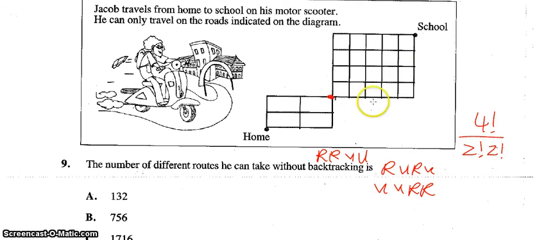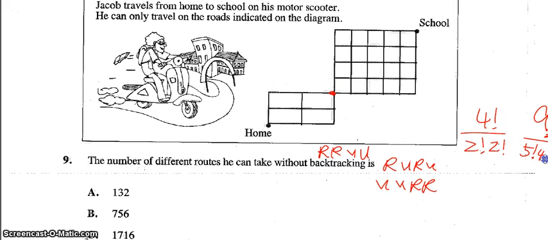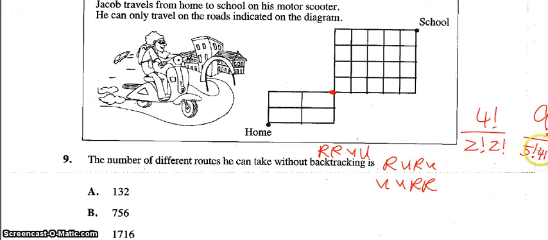And then from this point to the school, there are 9 steps you need to take. 9 factorial. All right. 5 are moving right, 4 are moving up. So that will be the answer. And then when you multiply them, that will be your final answer. Okay, there's another way. The other way is called the counting way.